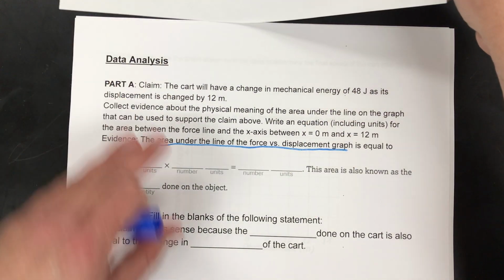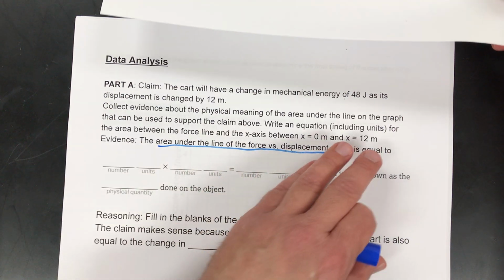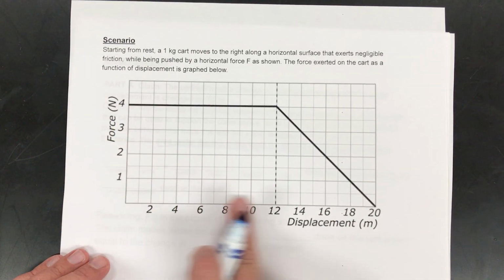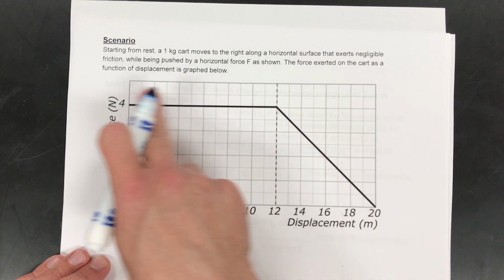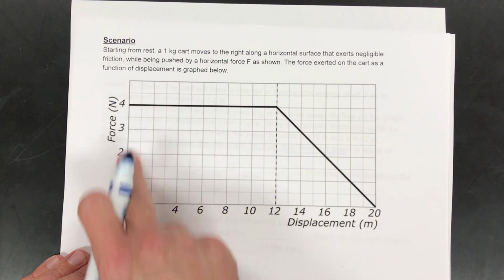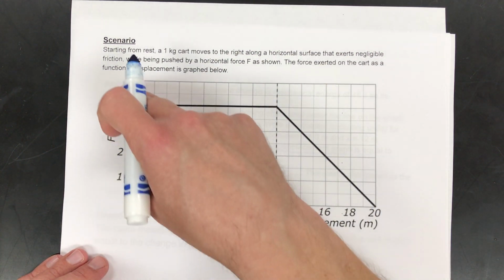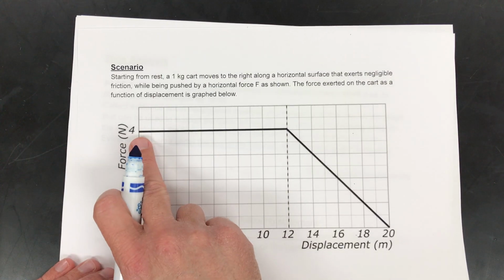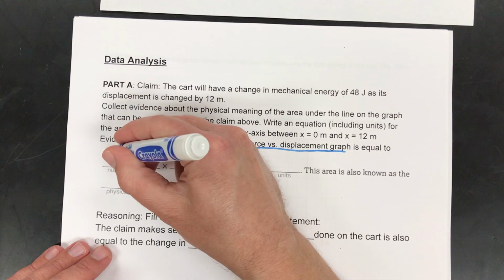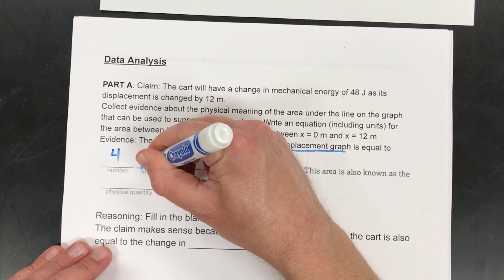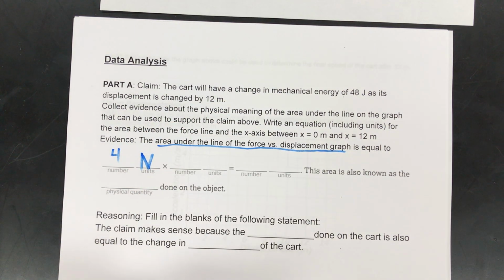Well, let's look at that. To get the area, and by the way, we're only going to look up to 12 meters, so we're going to only look up to this spot right here. So we're going to go find the area underneath this line here. So to get the area, we'll do length times width. So our force here we can see is 4 newtons. So I'm going to write that here. The number is 4 and the unit is newtons.